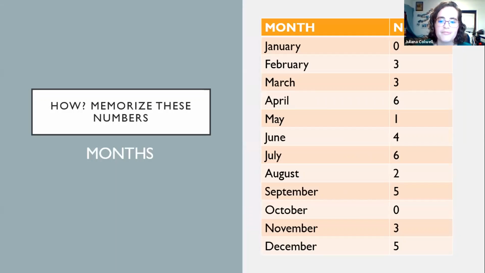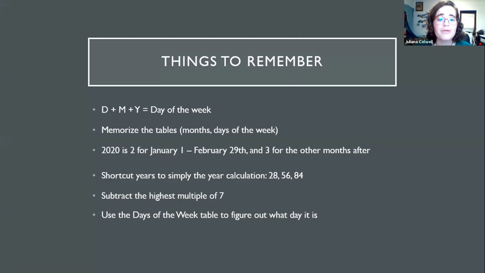As I said, I used this table to figure out what month it was. So for December, it's a 5. And so if you want to remember this, just some takeaways is that it's day plus month plus year equals the day of the week. You can memorize the tables for the months and the days of the week. And for 2020, for January 1st to February 29th, it is a 2 because of the leap year. And then the rest of the year is a 3.